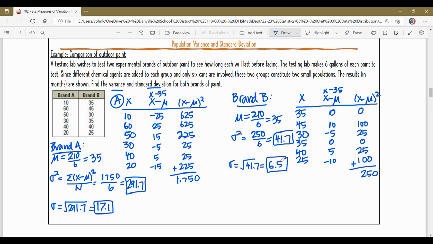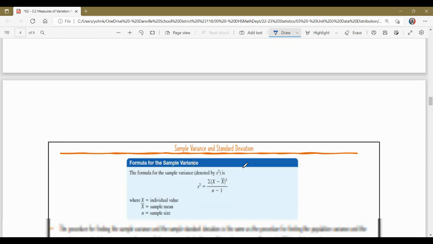So notice the standard deviation of brand B is about a third as much as the standard deviation of brand A. That means that the values of brand B in the data set are closer together than the values in brand A. All right, so that's how you do it when you have a population standard deviation and variance.